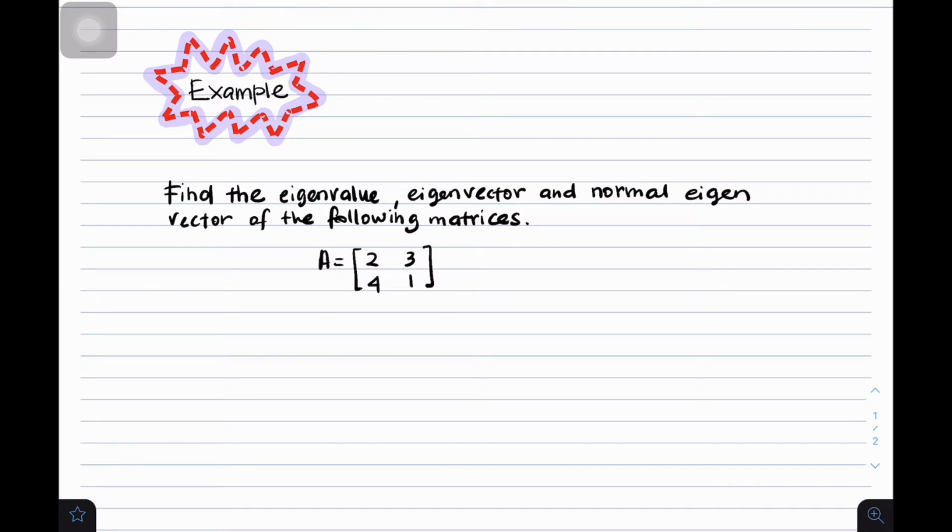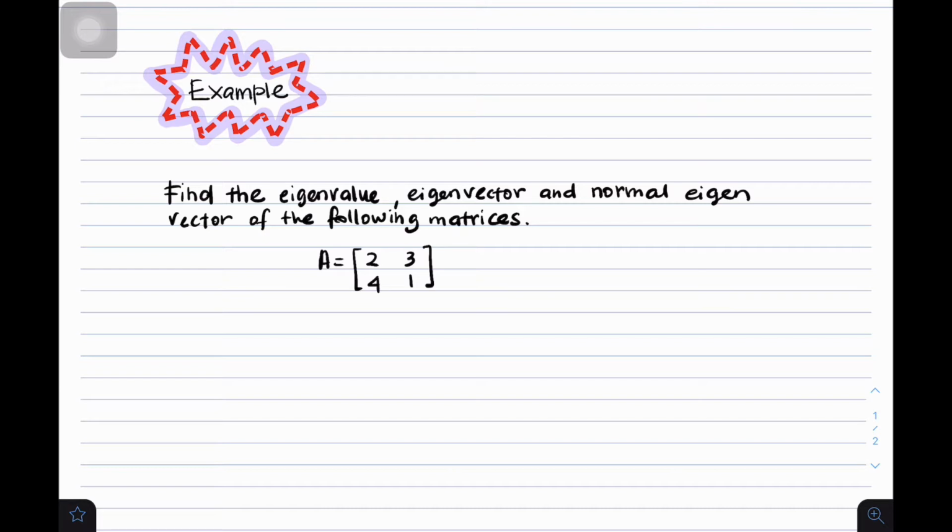So let's see the example on finding the eigenvalues, eigenvector and also normal eigenvector. Before this we have learned how to find the eigenvalues. Then from eigenvalues we will find the corresponding eigenvector and also the normal eigenvector. Now let's see how to find the eigenvalues, eigenvector and normal eigenvector of the following matrix, where A is equal to the 2 times 2 matrix 2, 3, 4 and 1.